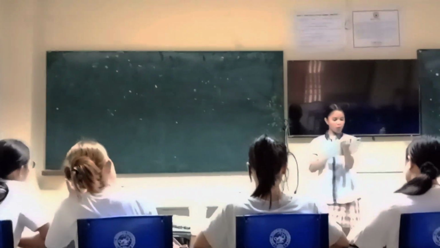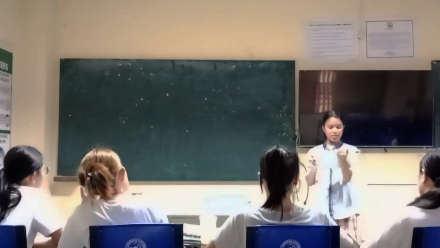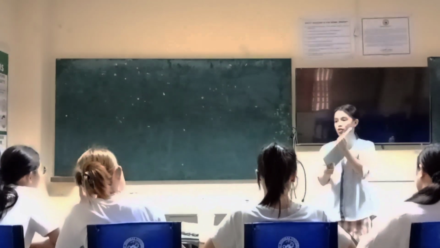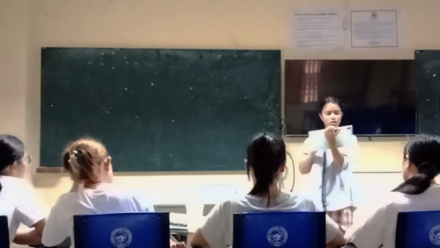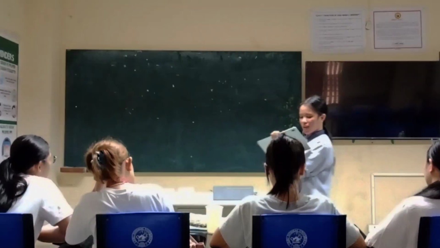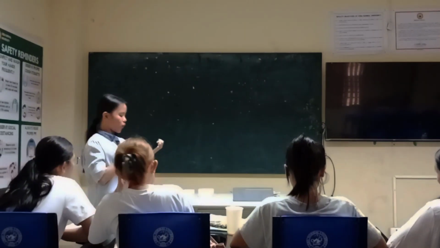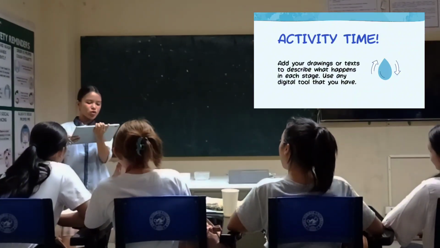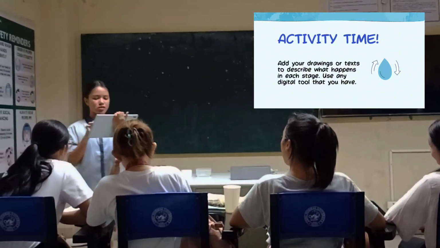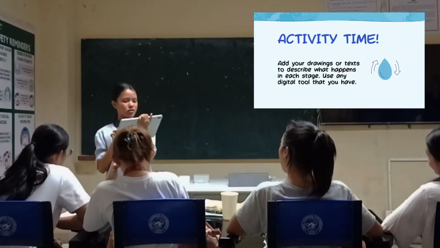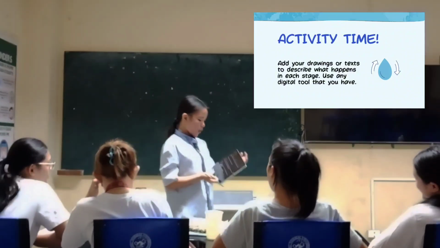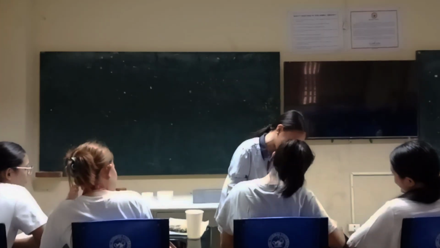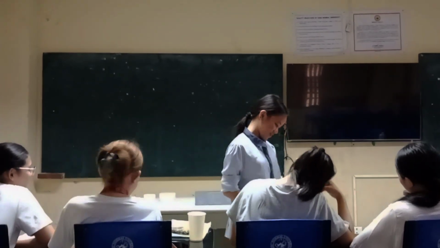I will open the whiteboard and create a template for the water cycle diagram showing each stage: evaporation, condensation, precipitation, and collection. Your job is to add your drawings or text to describe what happens in each stage. You can use the pen tool, text boxes, or even search for images online to help explain each part of the cycle. You have 5 minutes to add your thoughts or drawings to each stage. Don't forget to explain each part clearly, okay?